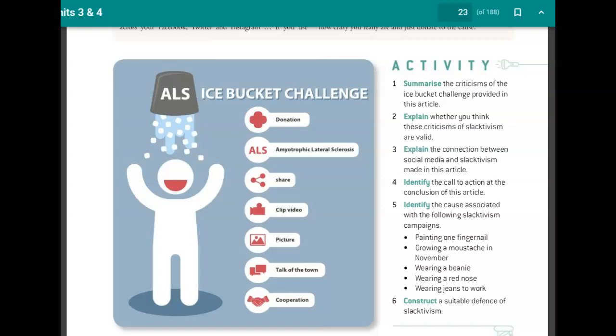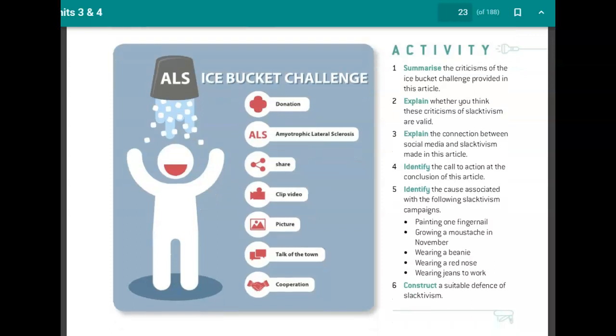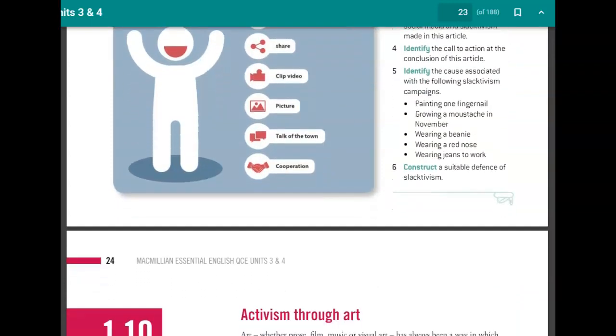Is it actually pertinent? Identify the cause associated with the following Slacktivism campaigns: painting one fingernail, growing a moustache in November, wearing a beanie, wearing a red nose, wearing jeans to work. Don't look them up first. See how many you can actually do before you look them up. And construct a suitable defense of Slacktivism. That is an activity you're going to do.